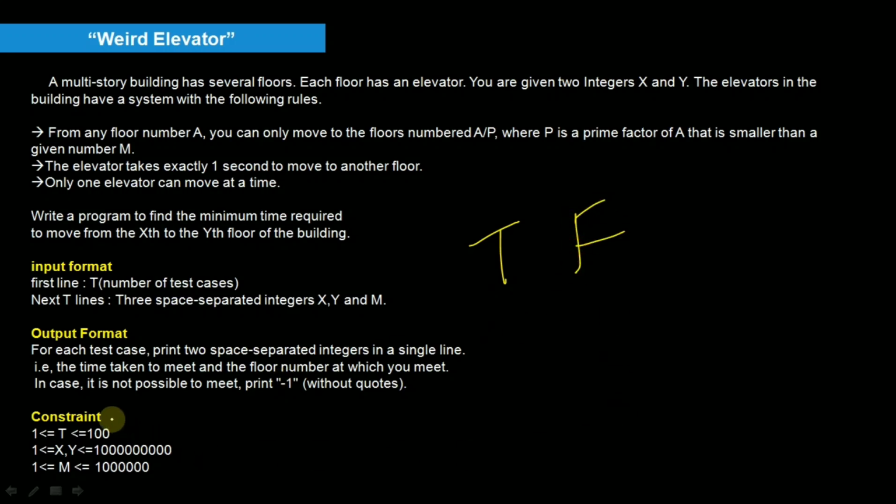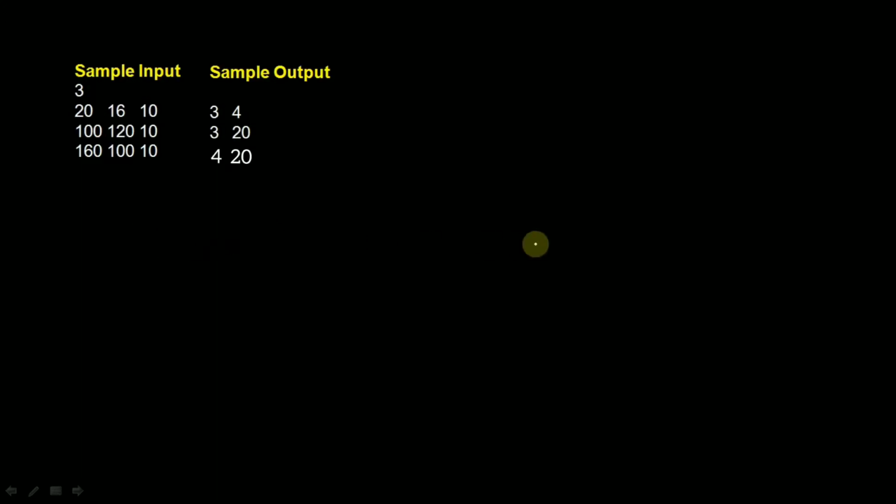So let's see the constraints. T will be minimum 1 and maximum 100, X and Y will be minimum 1 and maximum 10 to the power 9, and the M value will be maximum 10 to the power 6, that is 1 million. Okay, so these are some sample inputs. In the first line there is the number of test cases, and in the next three lines there are X, Y and M values.